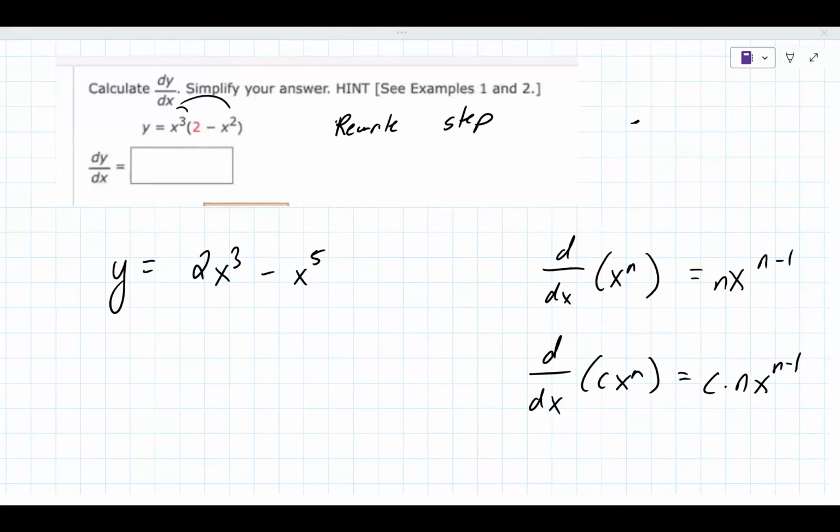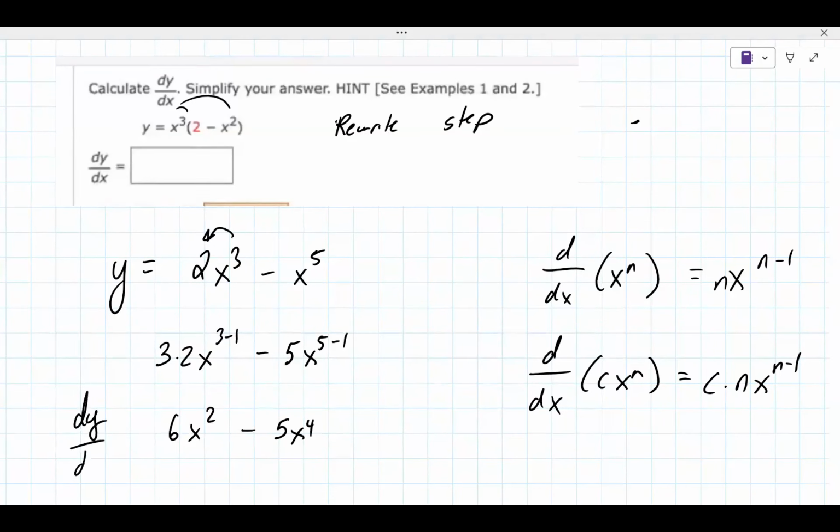All right, so it's 3 times 2 x to the 3 minus 1 power. So you bring that exponent down. Okay. 6x squared minus 5x to the 5 minus 1 power, 5x to the 4th, like that. That is your derivative, dy dx.